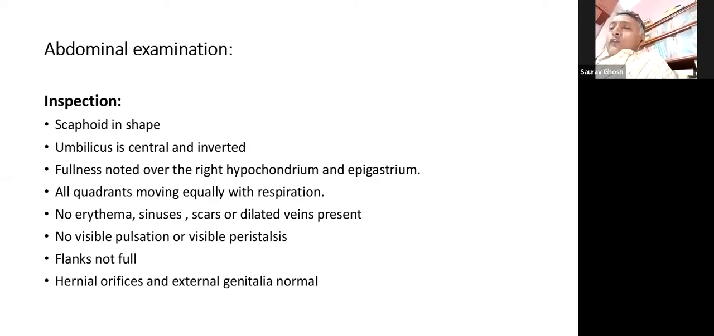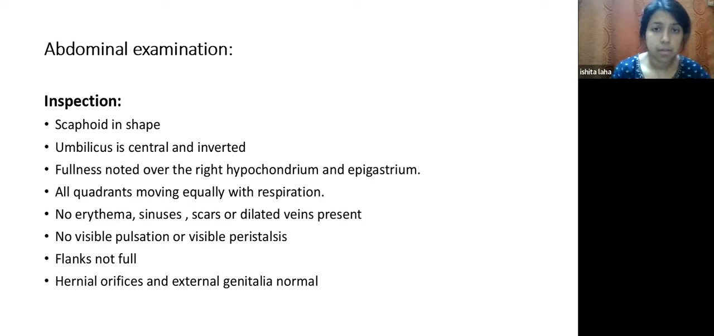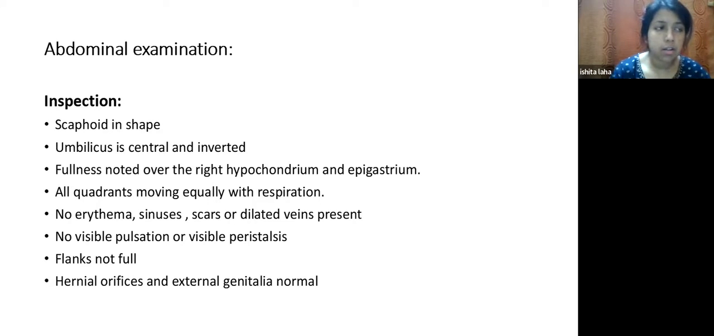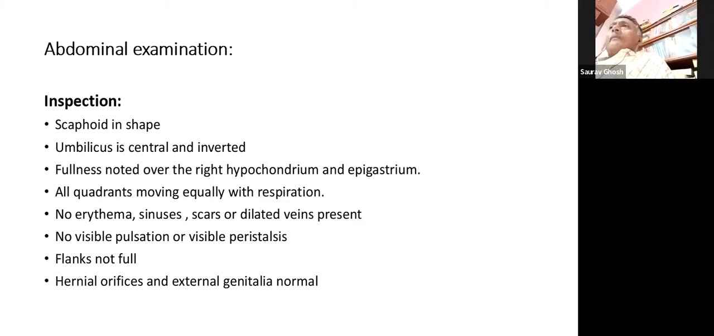For that, I will go for MDCT, a contrast-enhanced CT scan. MD is multi-detector. Sir, then a triple phase CT scan. Correct. So say triphasic. You can use triphasic. An MDCT scan, and do a non-contrast CT also.